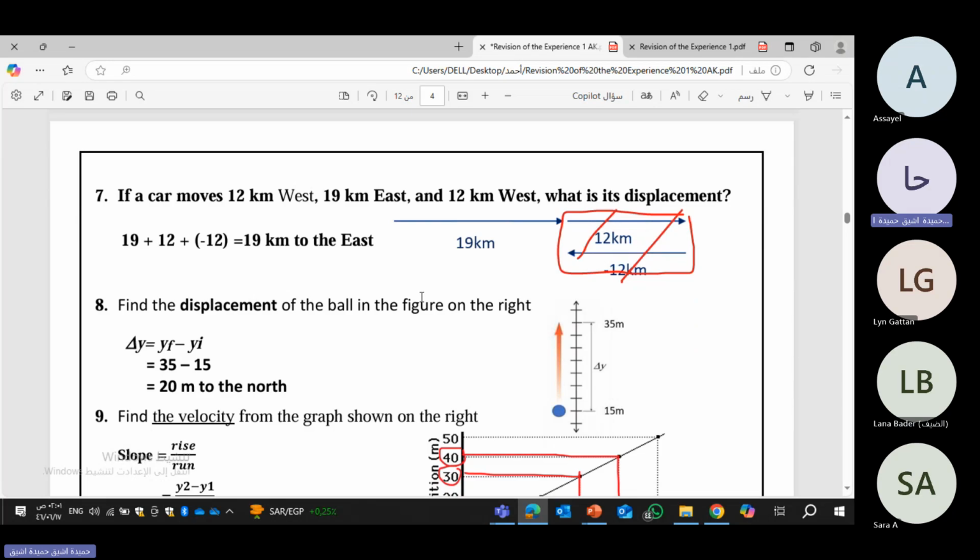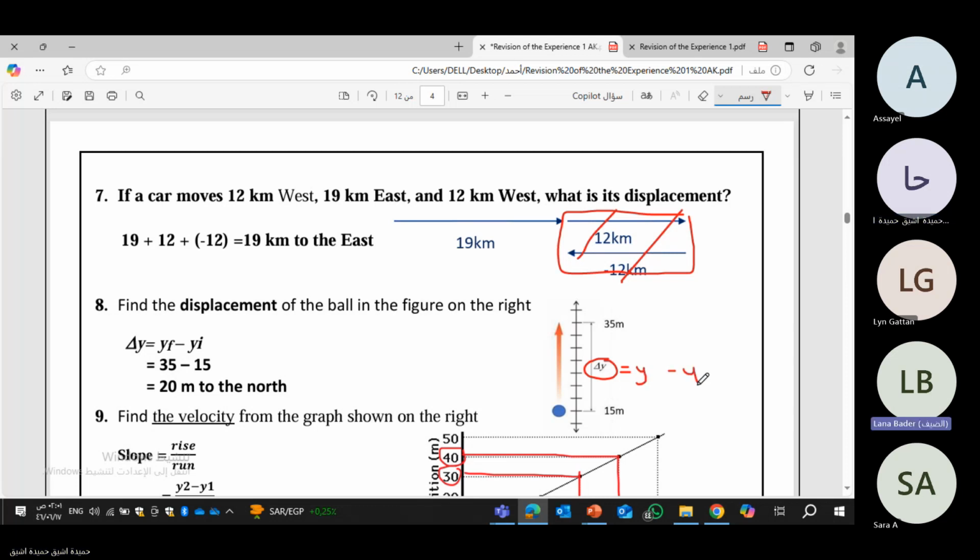Also here, find the displacement. Look, Habibi, I made it easy for you. I already wrote delta y. So we already know what the delta y is. What's the formula? It's y, what minus y, what? Y final, yes, minus y initial. So the head indicates final. Don't forget. So 35 is final and 15 is initial. So 35 minus 15? 20. And to the north, it means up. Okay.